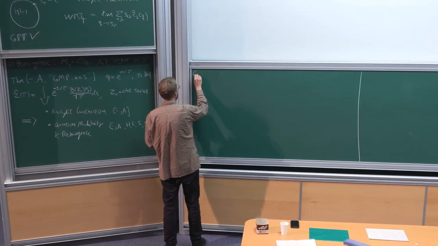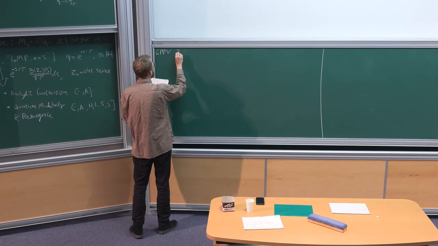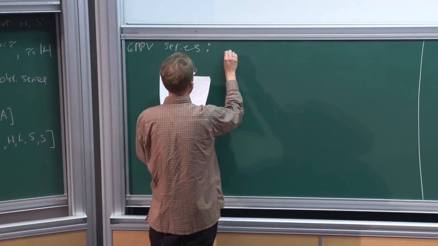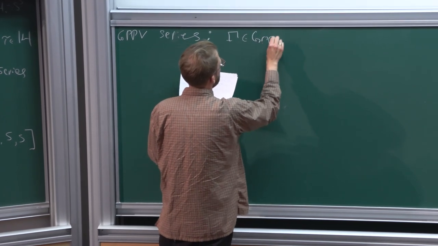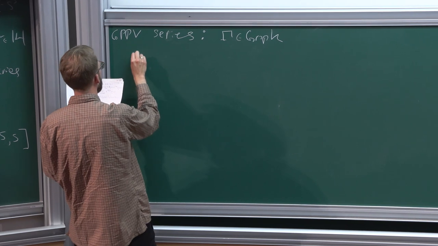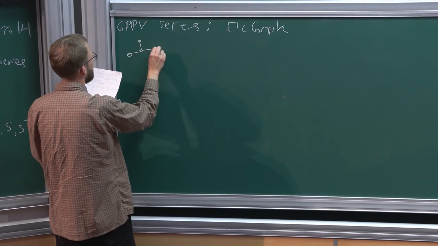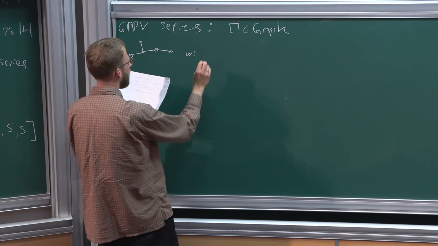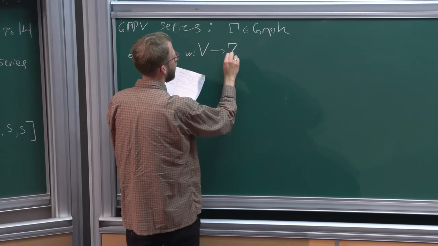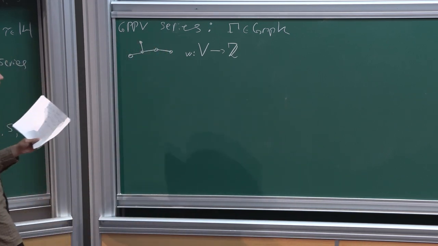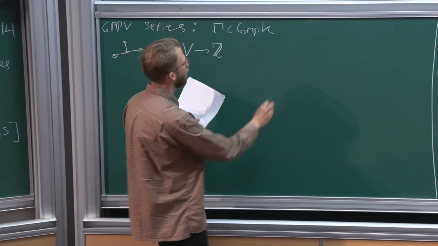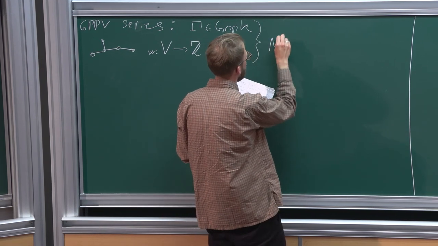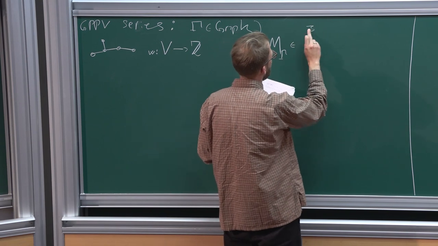So now let's turn our attention to a formula for this GPPV series. So we are going to start with a graph. In fact, it will be a tree. Say something like this. It's a weighted graph, so we have a function W from the set of vertices into the integers, the weights associated to vertices. And from this, one can cook up a free manifold, which is a so-called plumbed free manifold.